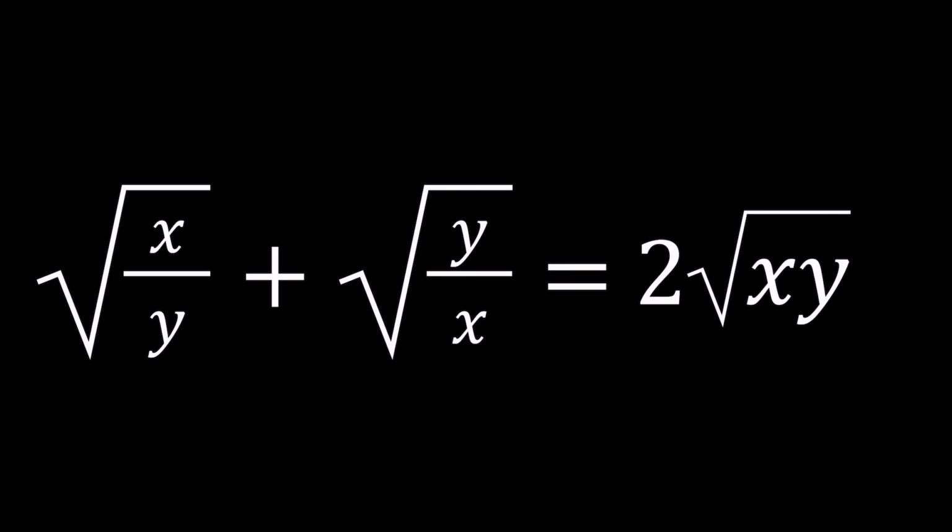Hello everyone. In this video we're going to be solving a radical equation. We have the square root of x over y plus the square root of y over x, and that sum is equal to 2 times the square root of xy. Okay, this is an equation, but there are two variables. What are we solving for, right? That's the million-dollar question. There's only two options.